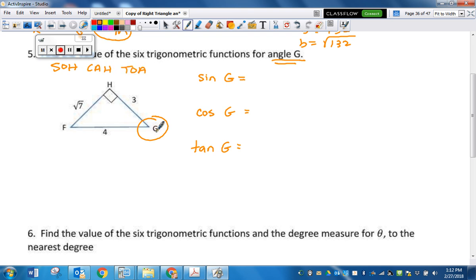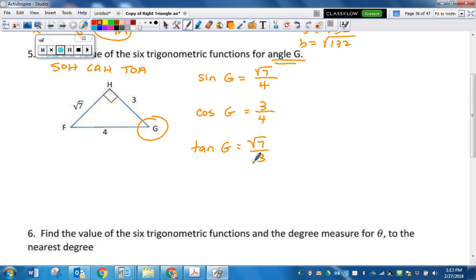So sine of G: I need the opposite side, which is radical 7, over the hypotenuse, which is 4. Done, there's sine. Cosine of G, I need the adjacent side, which is 3, over the hypotenuse, which is 4. Tan of G, I need the opposite side, radical 7, over the adjacent side, which is 3. Okay, so those are easy ones, those are ones we've been doing all along.